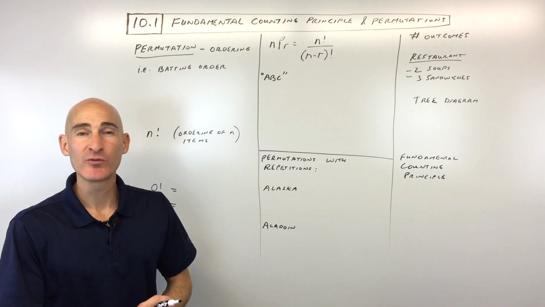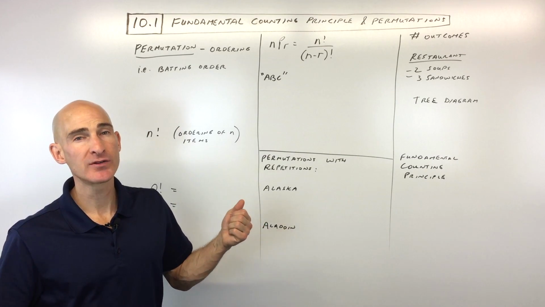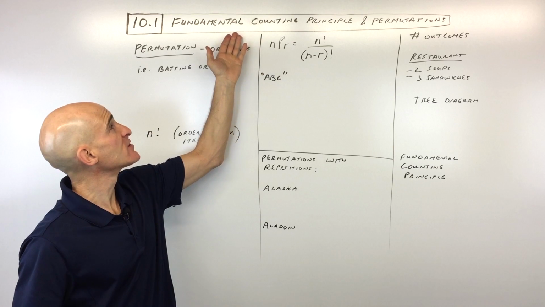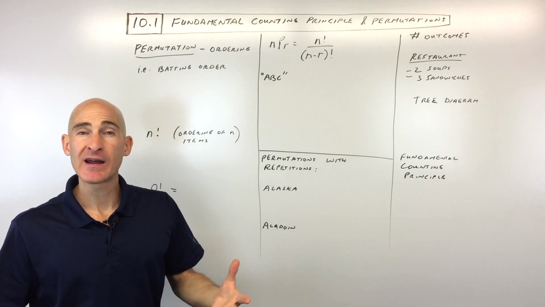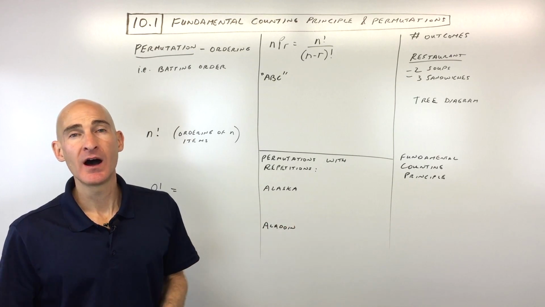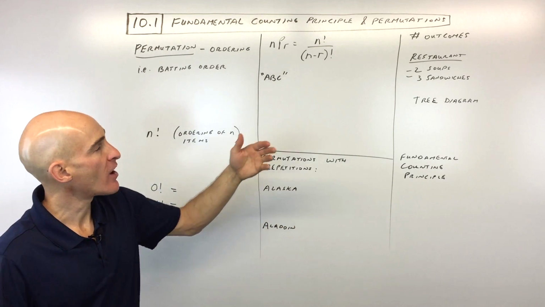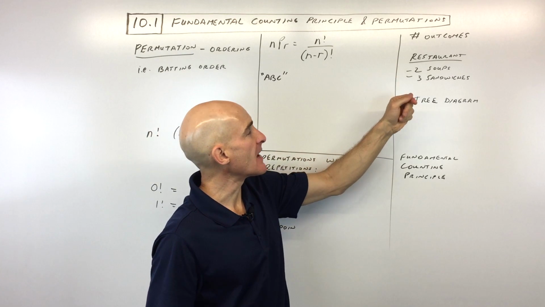Okay, chapter 10, we're going to start off with 10.1, talking about permutations as well as the fundamental counting principle. And what this is aimed at is how to find out the number of outcomes that are possible. So let's start off with talking about a simple example.